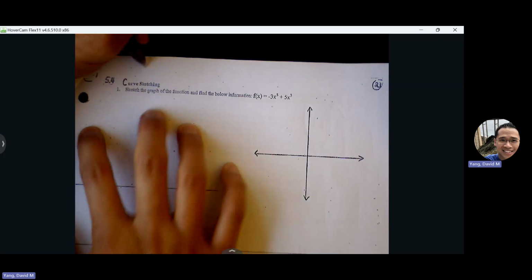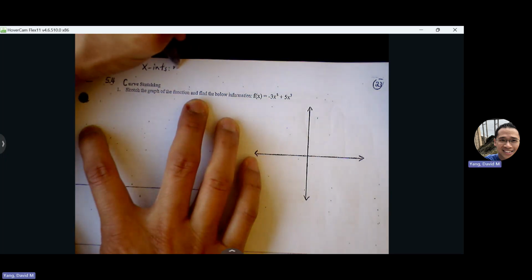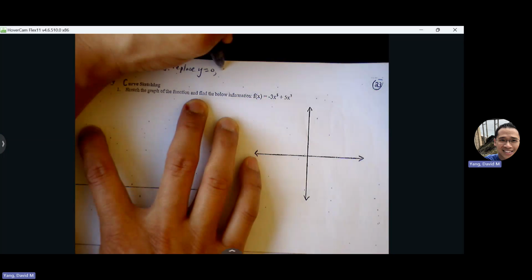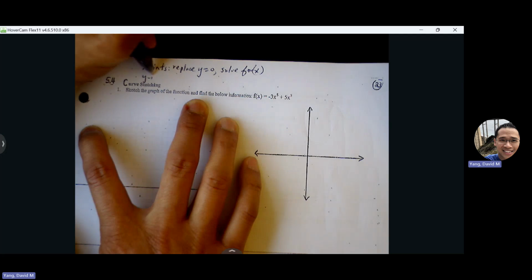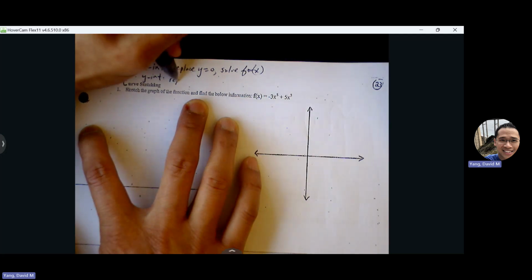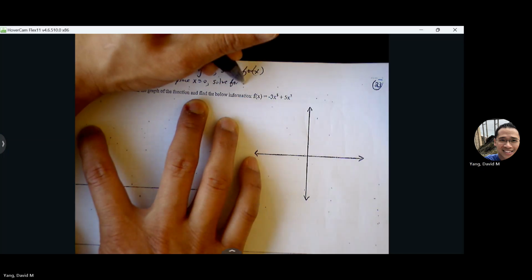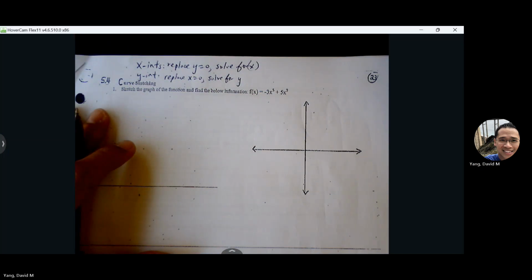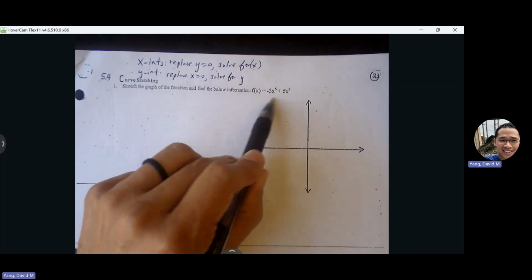The way you find x-intercepts, you replace your y with 0, and then you solve for x. For y-intercepts, you replace your x with 0, and you solve for y. So let's do x-intercept first. I'm going to replace the y with 0, and then try to solve for x.